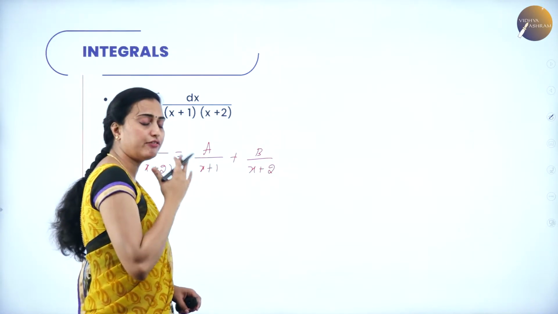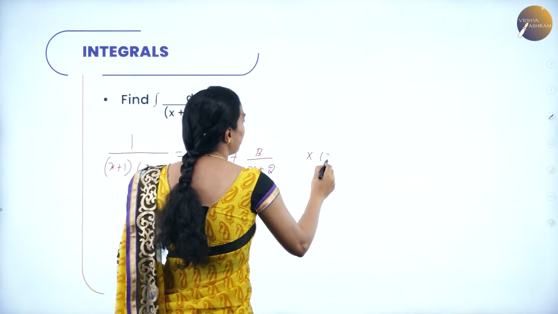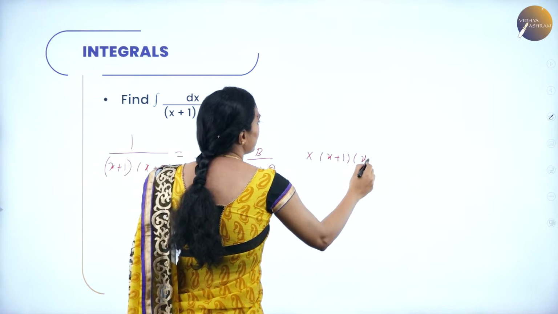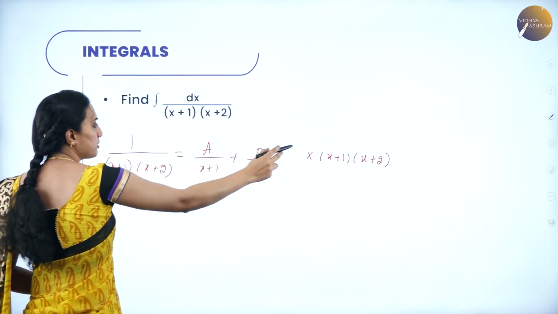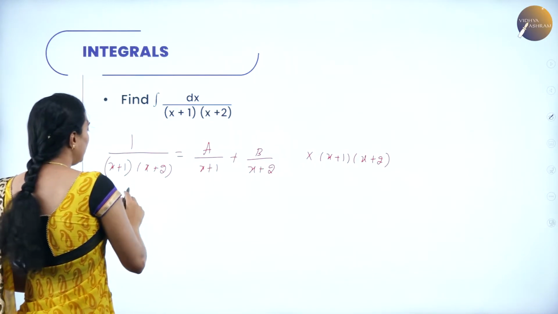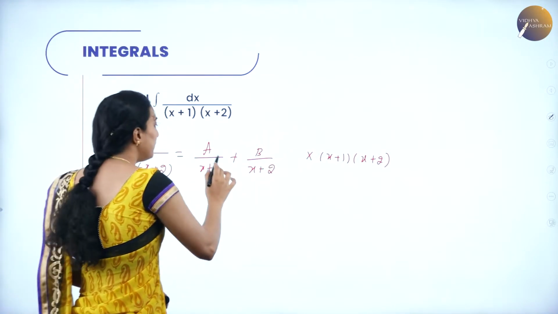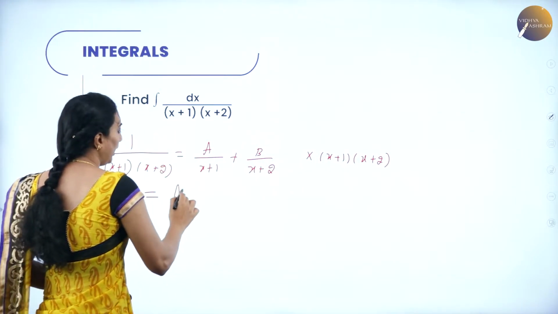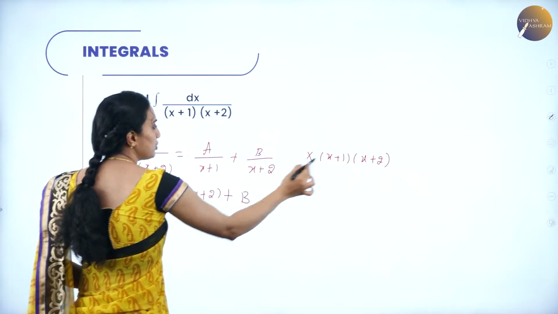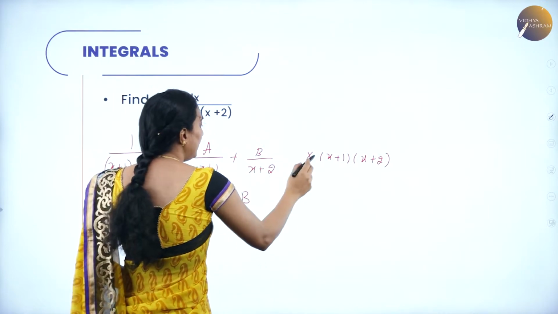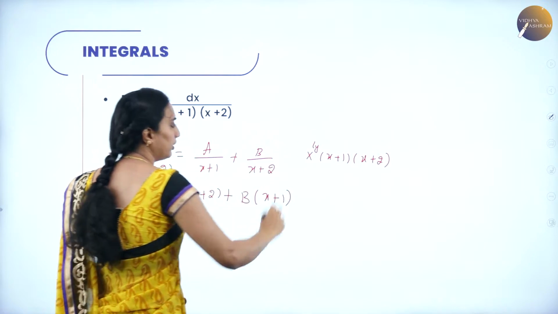See what you are having on the left hand side, the denominator: multiply throughout. So I am going to multiply throughout by (x plus 1) into (x plus 2). Now if you multiply, (x plus 1) and (x plus 1), (x plus 2) will get cancelled. Remaining on the left hand side is 1, which is equal to, (x plus 1) will go, remaining is A into (x plus 2), plus B, (x plus 2) will get cancelled, B into (x plus 1). Okay, so multiplying throughout that. Are you getting this one?